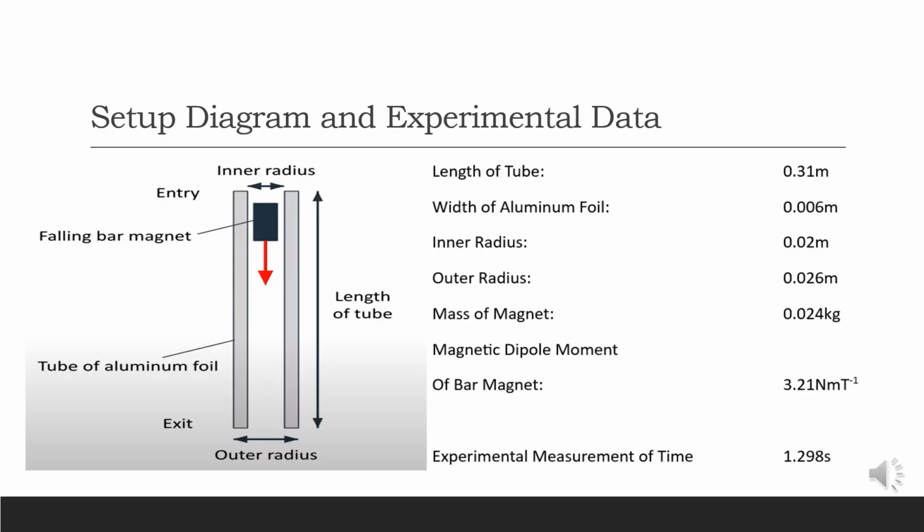This is my experimental setup. As you can see, I dropped a bar magnet through a tube of aluminum foil. I've labeled the dimensions on my diagram and have provided measured values gotten from the lab to the right. The magnetic moment of the magnet was found to be 3.21, and after 5 trials I found the average time taken for the magnet to fall through the tube to be 1.298 seconds.